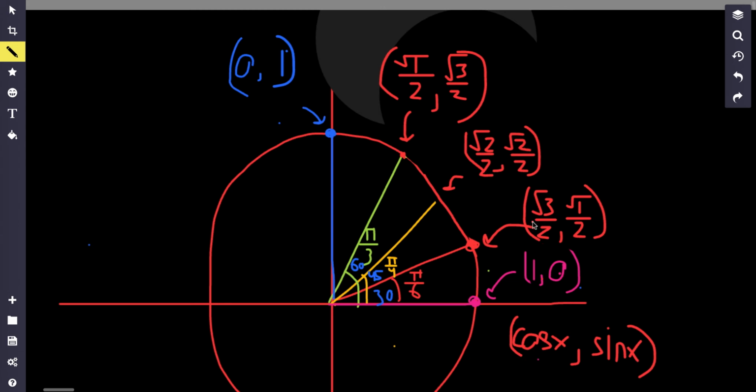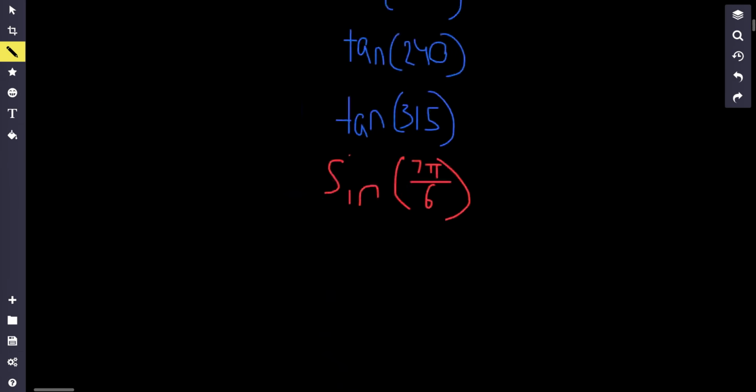For cosine values, it's 3, 2, 1. Just memorize 3, 2, 1 for cosine. Cosine of 30 is radical 3 over 2, 45 degrees is radical 2 over 2, 60 degrees is radical 1 over 2, and then for sine, it's just the opposite. It's 1, 2, 3. All right, let's do some practice problems.